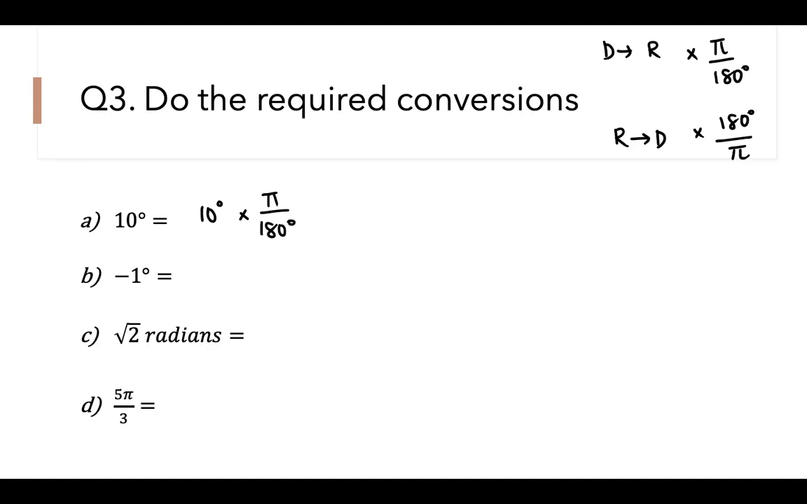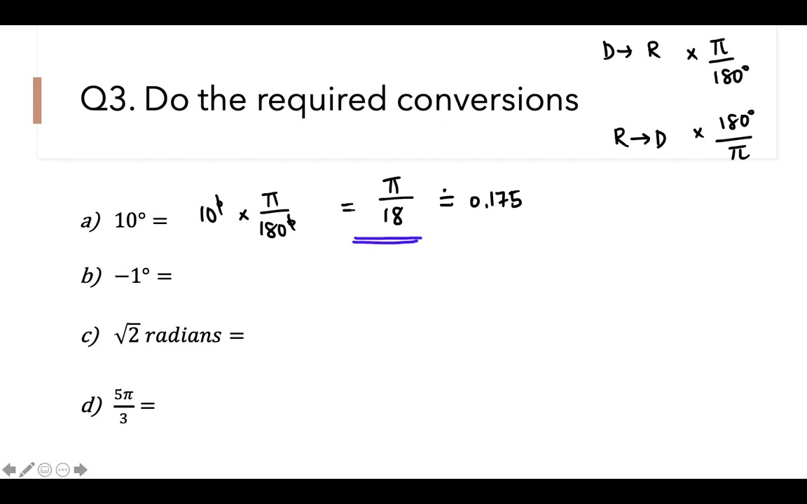So in this case, degree and degree cancel out. 10 pi divided by 180 is going to give me pi over 18, which is about 0.175 radians. If you have to finalize your answer, I would prefer that you represent it using an exact answer in radian, which is pi over 18.